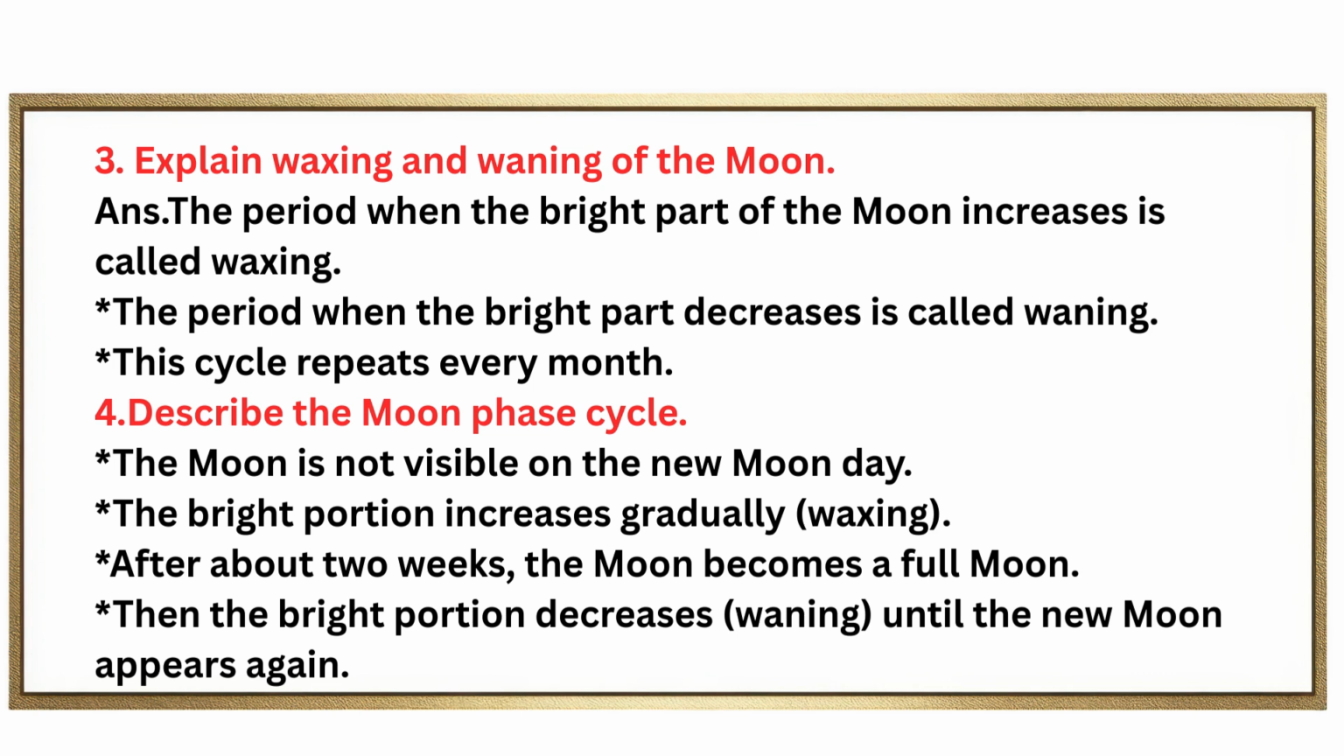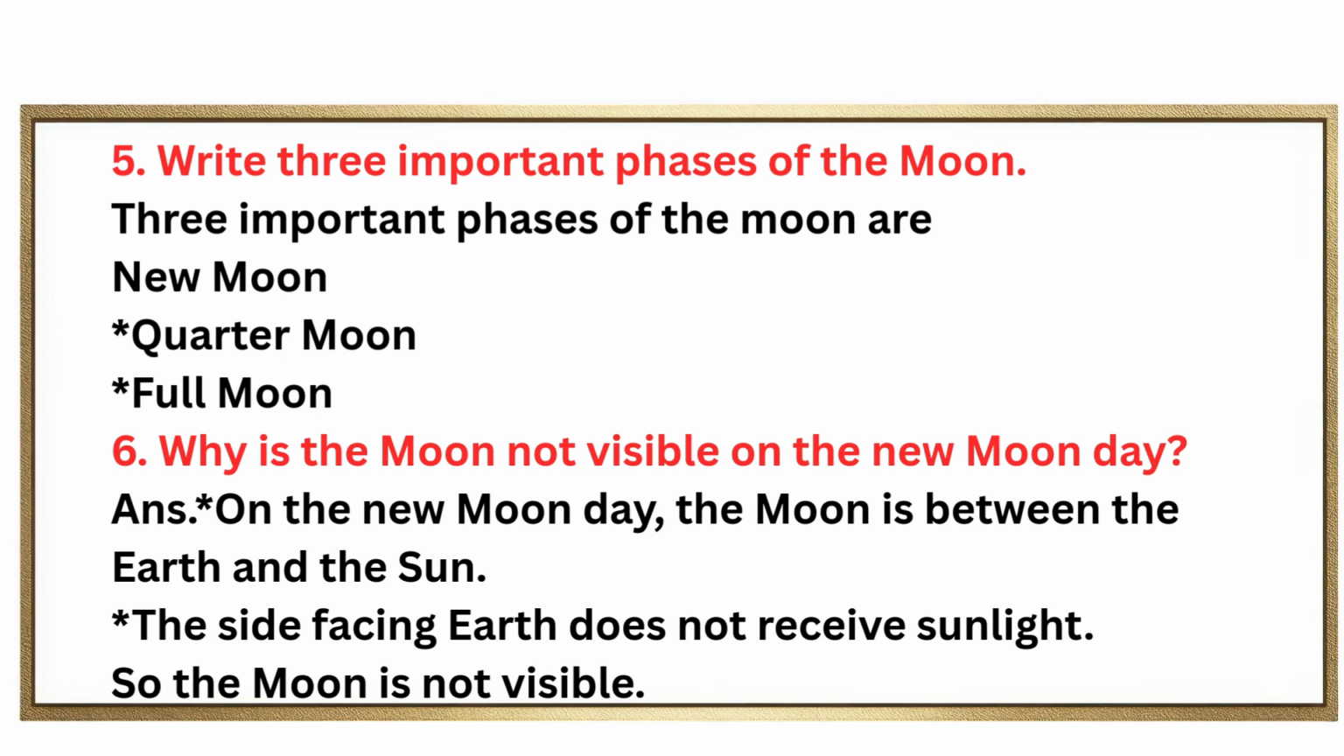Question number 3. Explain waxing and waning of the moon. Answer. The period when the bright part of the moon increases is called waxing. The period when the bright part decreases is called waning. This cycle repeats every month. Question number 4. Describe the moon phase cycle. The moon is not visible on the new moon day. The bright portion increases gradually, that is waxing. After about 2 weeks, the moon becomes a full moon. Then the bright portion decreases, that is waning, until the new moon appears again.